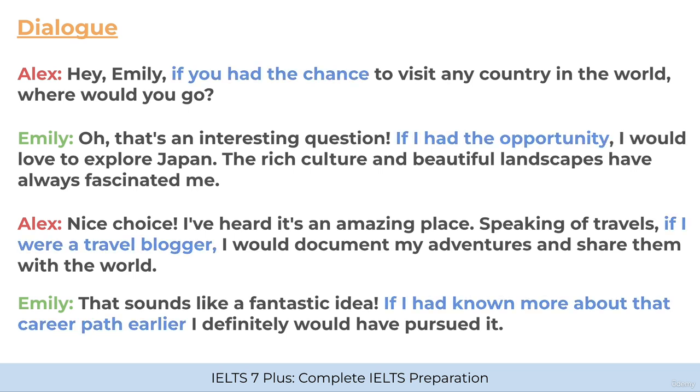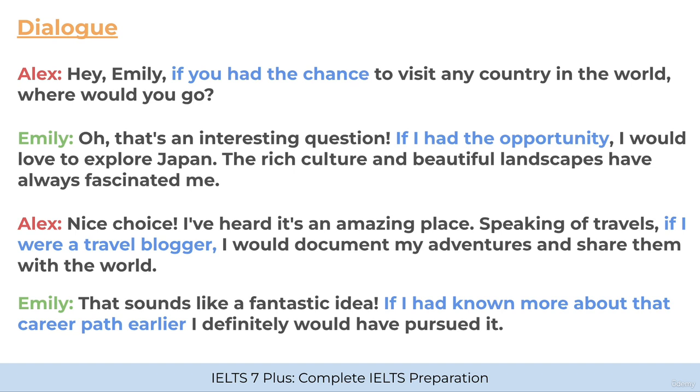Here we go. In blue, we have the conditionals. So if you had the chance to visit any country in the world, where would you go? So that's something that is a second conditional. It's unreal in the present moment. You're not able to have that. Again, with the second one, if I had the opportunity, well, it's not currently a possibility, so it's hypothetical if you like. If I were a travel blogger, I would document my adventures. Same for if I were a travel blogger.